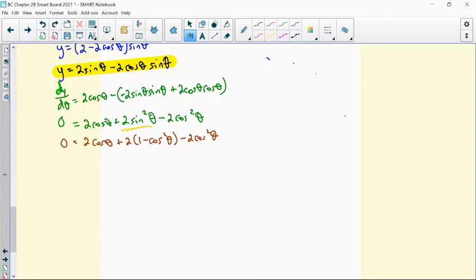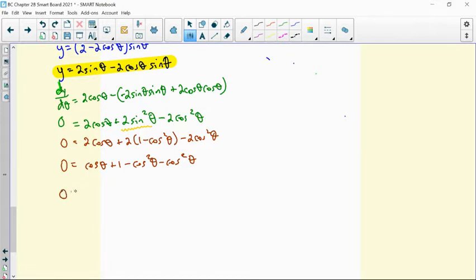And so let's see what we have. I do notice they're all divisible by 2. So let's get rid of that. So we get cosine of theta. And now that the 2 is gone, I could just say plus 1 minus cosine squared of theta minus cosine squared of theta. Because remember, we divided out the 2. And we have some like terms here.